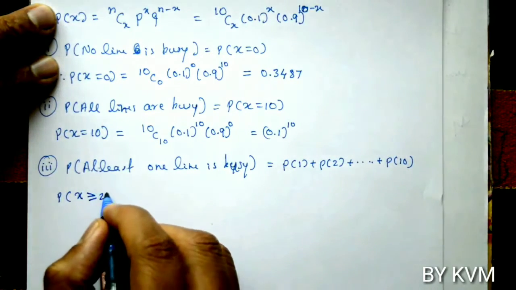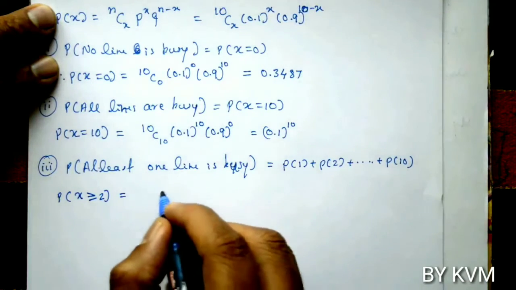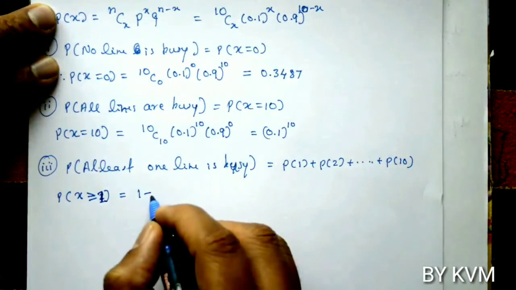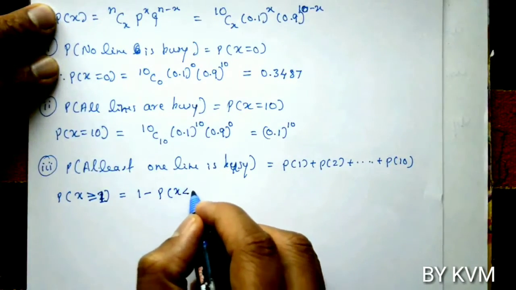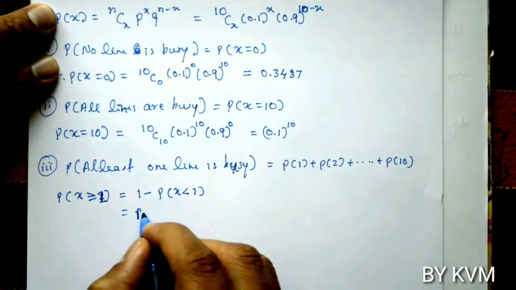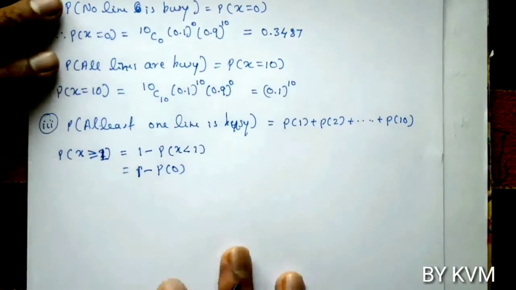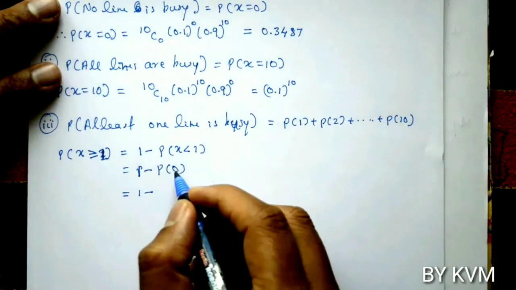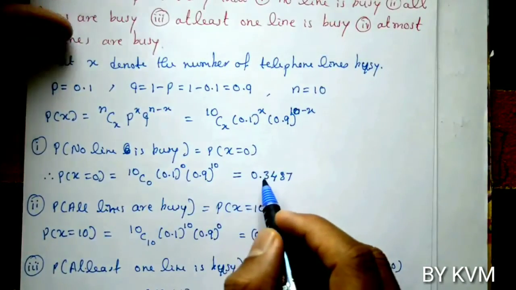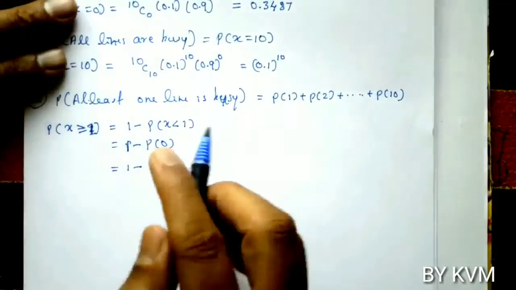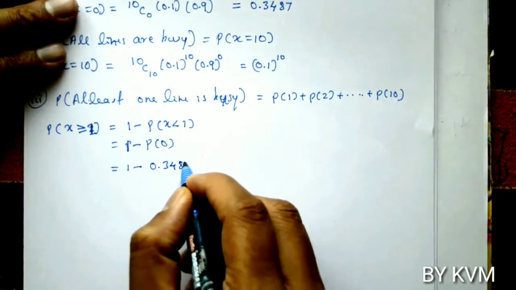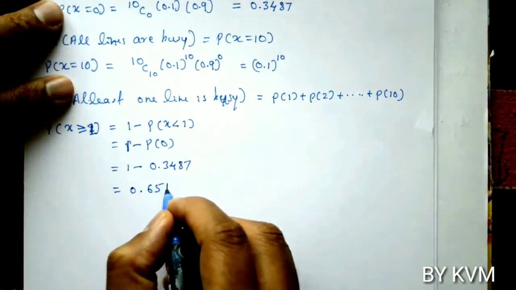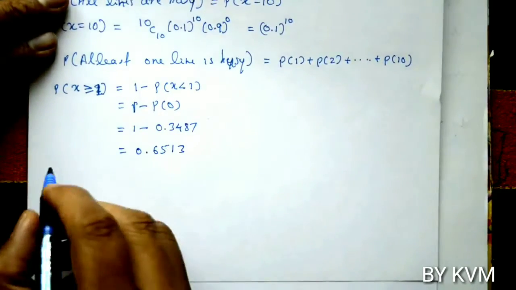So, probability of at least one line busy means x greater than or equal to 1, that is 1 minus probability of x less than 1, its complement. x less than 1 means x equals 0. So 1 minus probability of x equals 0. We have already calculated probability of x equals 0, 0.3487. So 1 minus 0.3487 is equal to 0.6513.